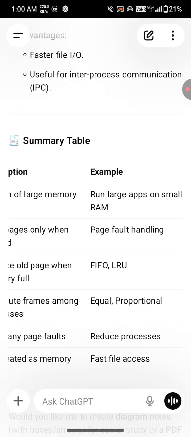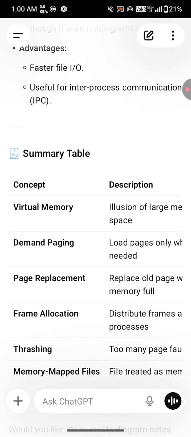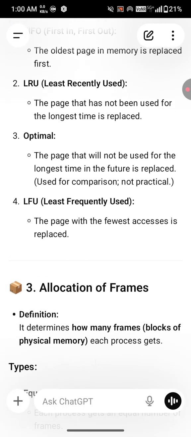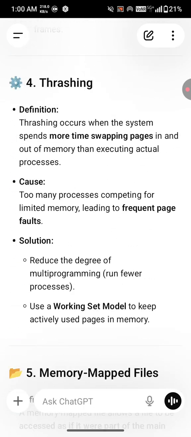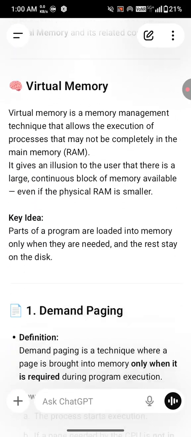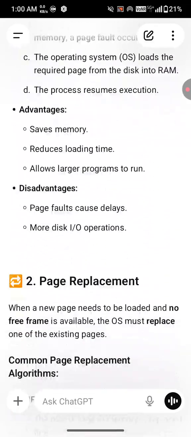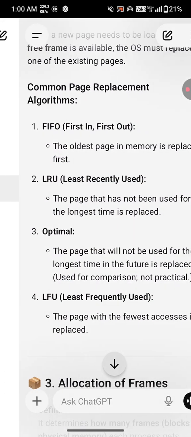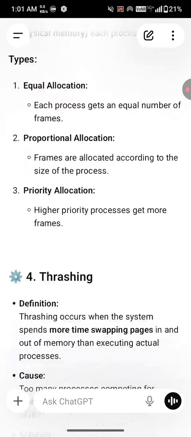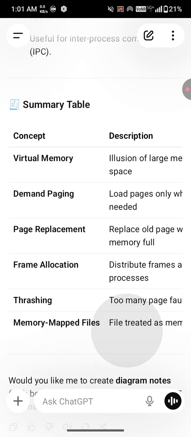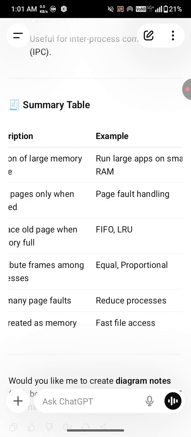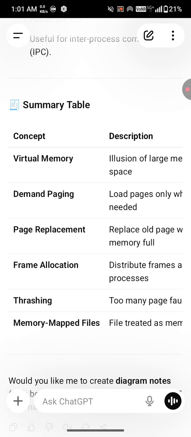Example: FIFO, LRU, and others are optimal, LFU, least frequently used, LRU, least recently used, FIFO, first in first out, optimal. Page replacement: replace old page when memory is full. FIFO, LRU.